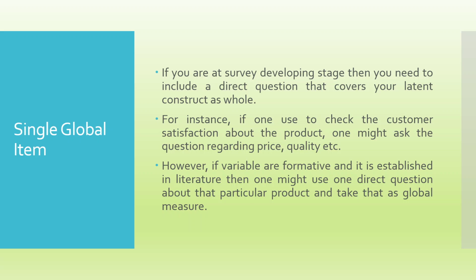This single global item is to be included at the survey stage itself. When you are developing a questionnaire, if you are having 4 questions which are formative, or rather you can say which are more cause oriented, there should be one more question which talks about the overall, and it should be on the reflective scale. For instance, if one used to check the customer satisfaction about a product, one might ask questions regarding price, quality, and in the last there should be something related to overall. What is your overall opinion about our product?